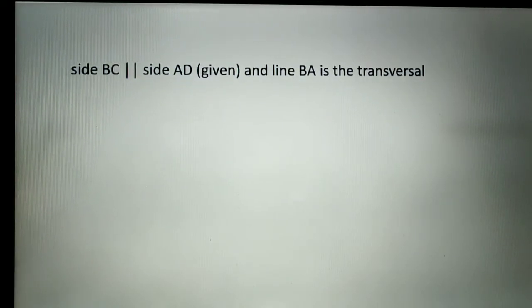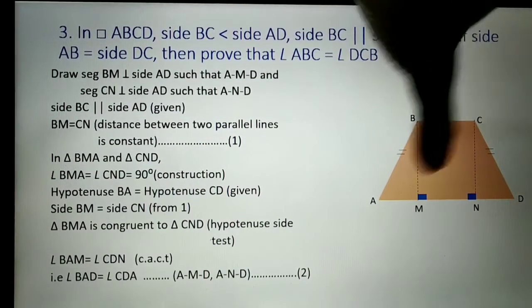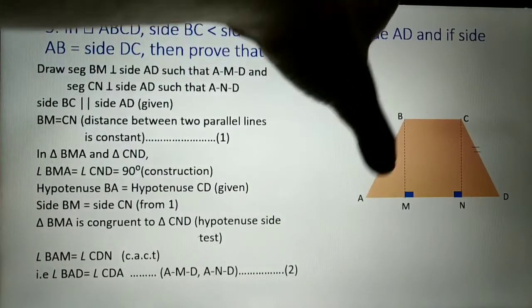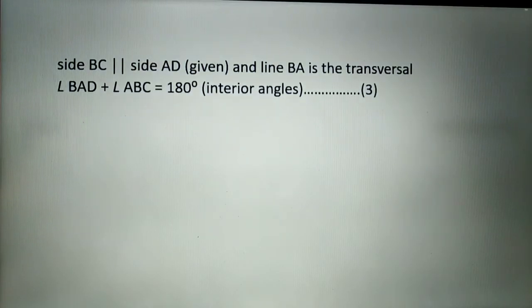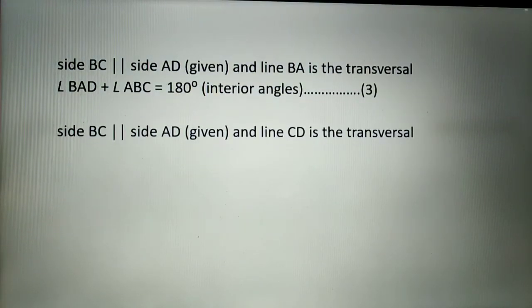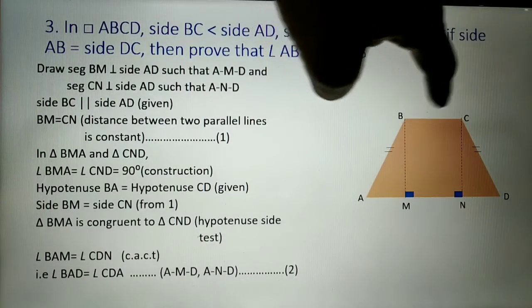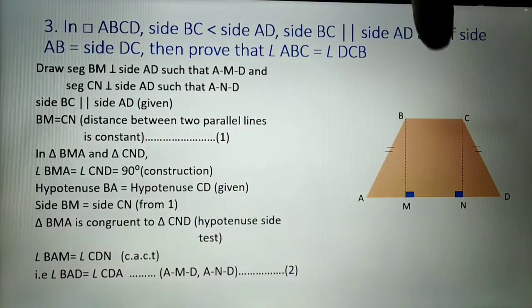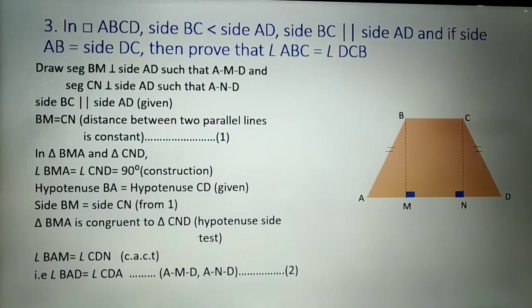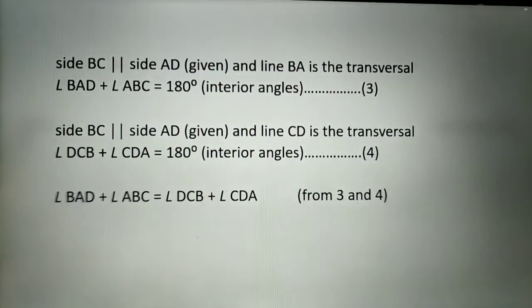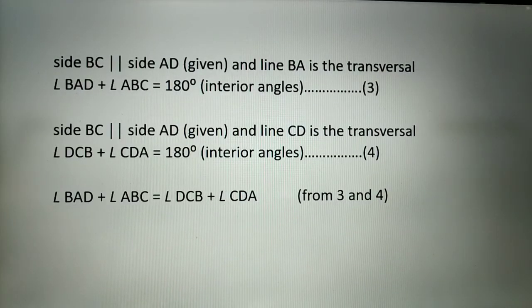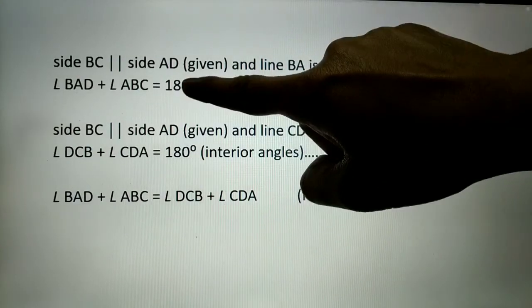Then side BC is parallel to side AD and BA is a transversal. Let us check this. This is parallel to this and this is a transversal, so BAD plus ABC is equal to 180 degrees. We number it as 3. Similarly, we'll apply the same logic to the other side. BC is parallel to AD and CD is a transversal, and therefore angle C plus angle D is equal to 180 degrees.